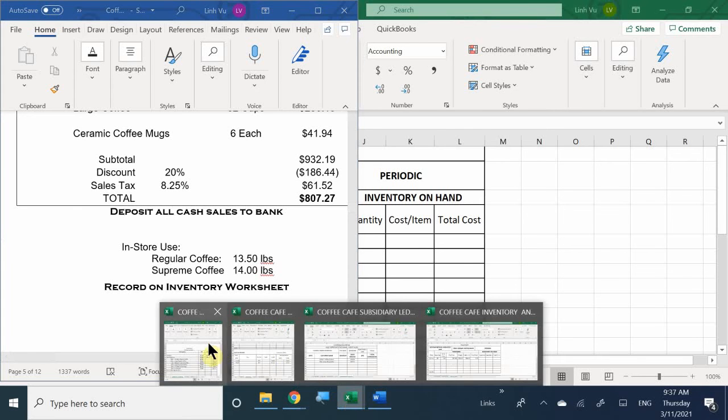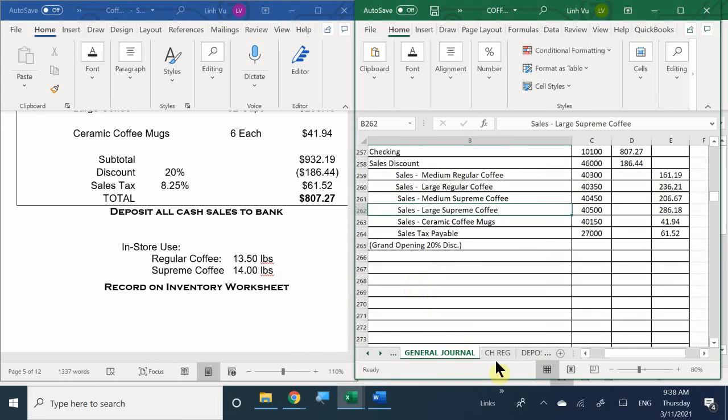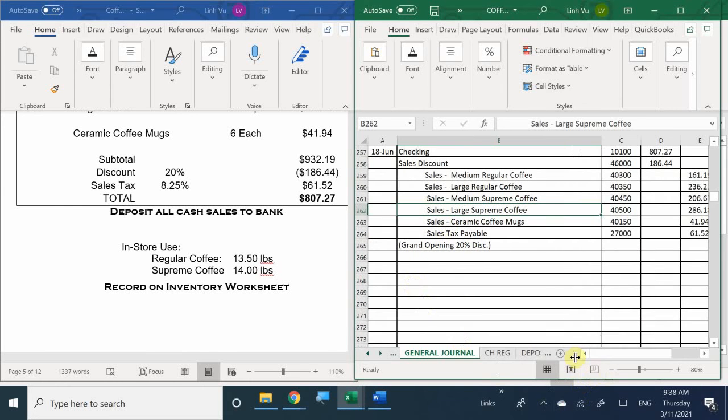Journal? Yeah, we have to write it in the journals. We have to journalize it. It's store use. Okay, good. How do we do that? Cost of goods sold. Good. All right. So on the 18th, we're going to recognize the cost of goods sold.